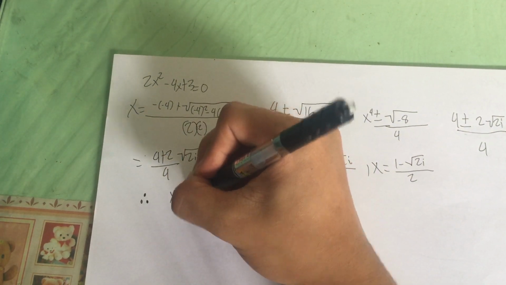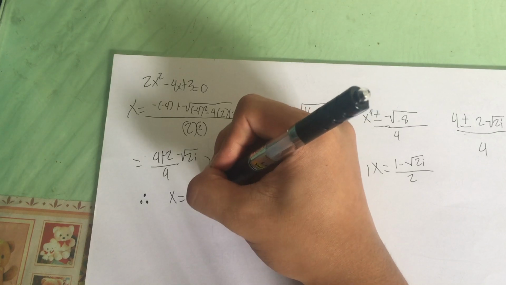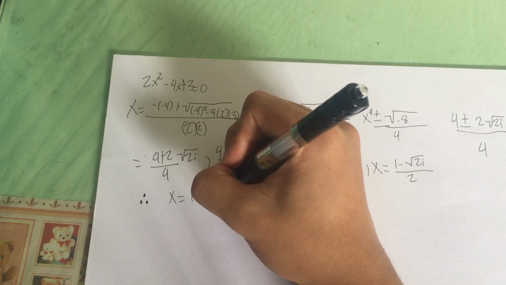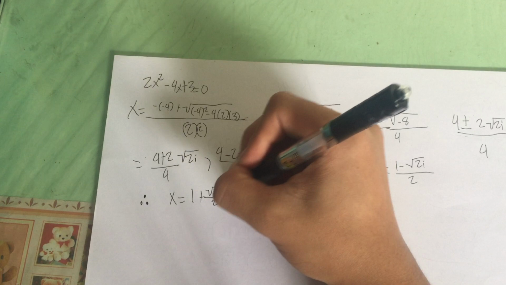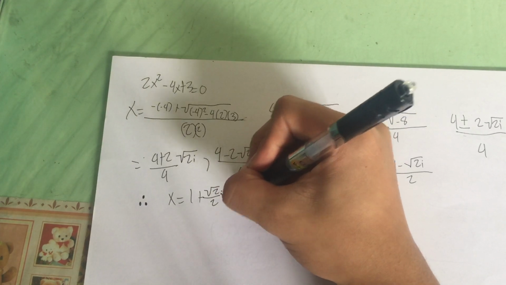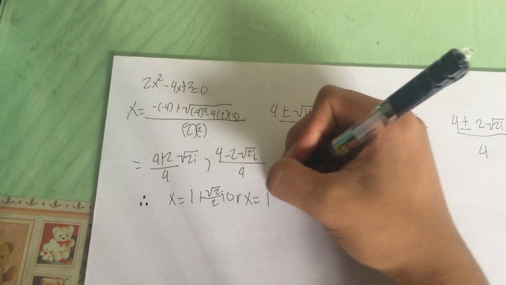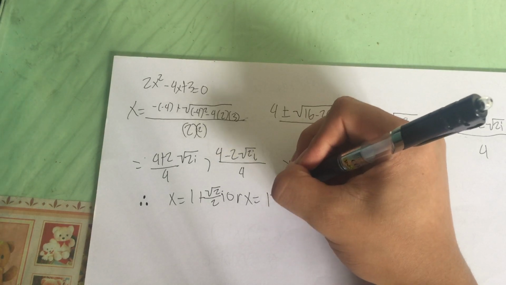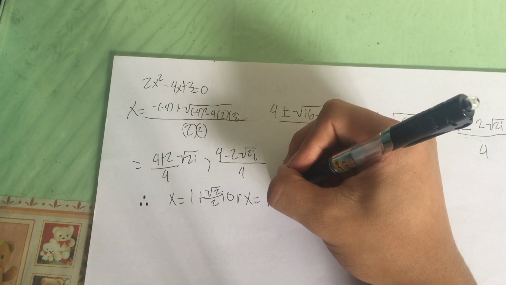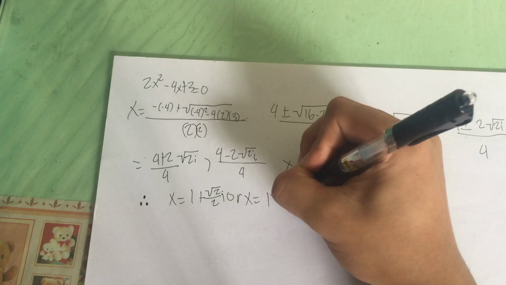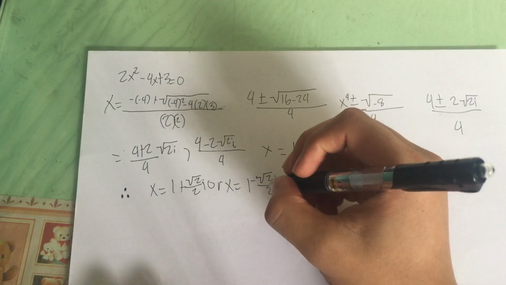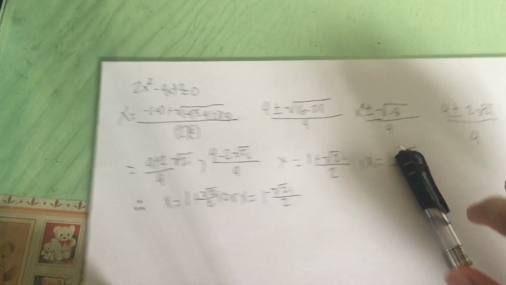Therefore x equals 1 plus the square root of 2 over 2 i, or x equals 1 minus the square root of 2 over 2 i. And there goes your answer.